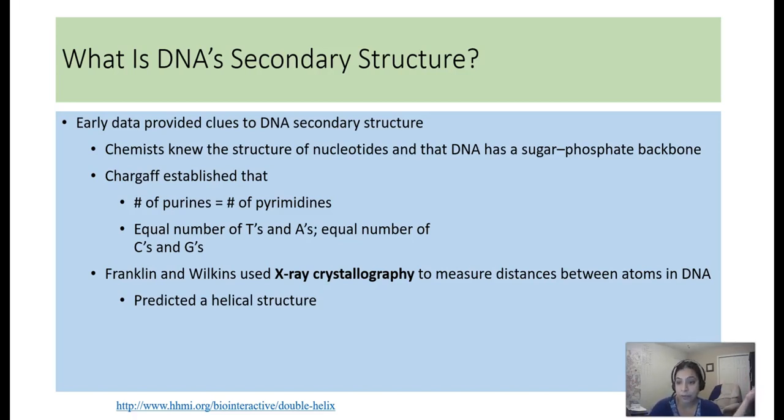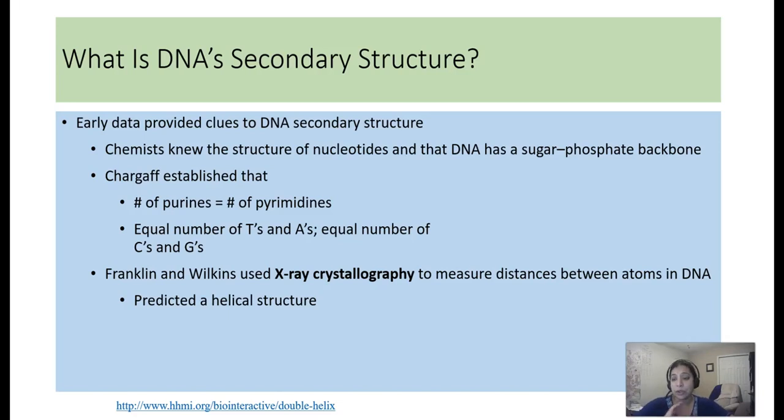Then Chargaff established that the number of purines and pyrimidines is always equal in any given strand of DNA, and also that there are equal numbers of T's and A's and equal numbers of C's and G's, as we talked about. And finally, Franklin and Wilkins used X-ray crystallography to measure distances between various atoms in a DNA structure and looked at the shape of that X-ray crystallography image to predict that it was most likely a helical structure.